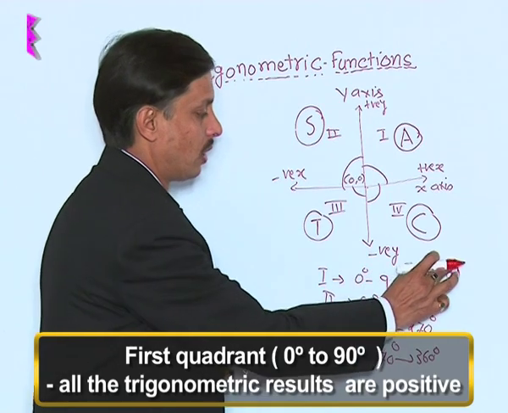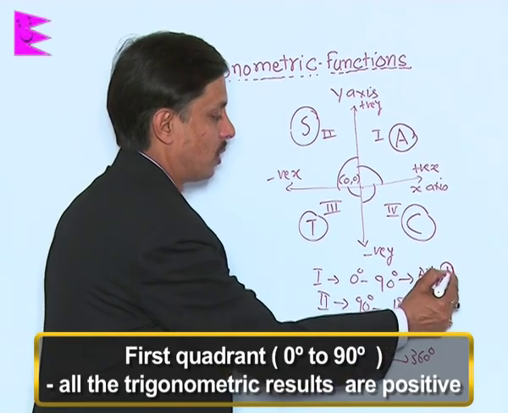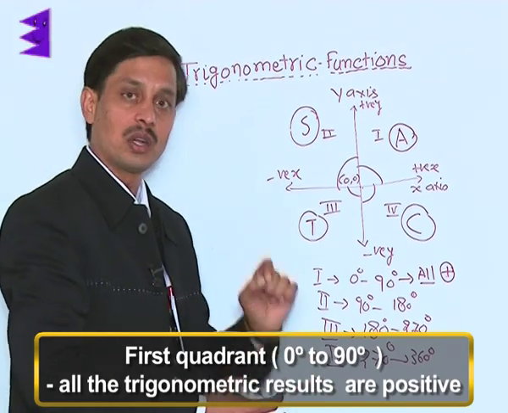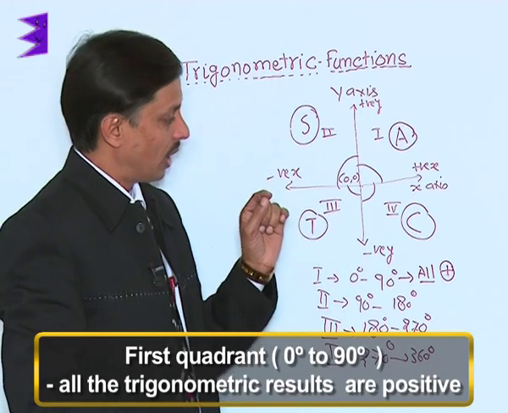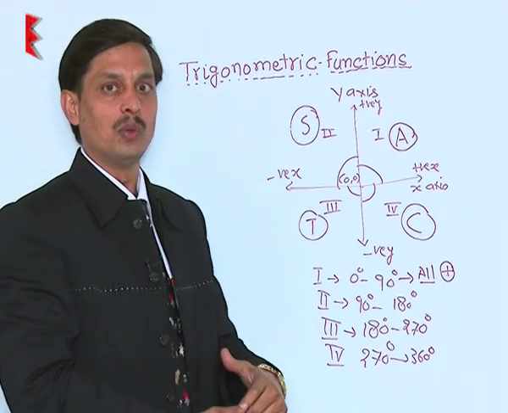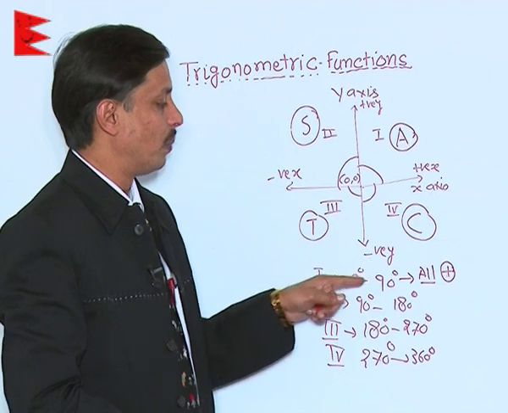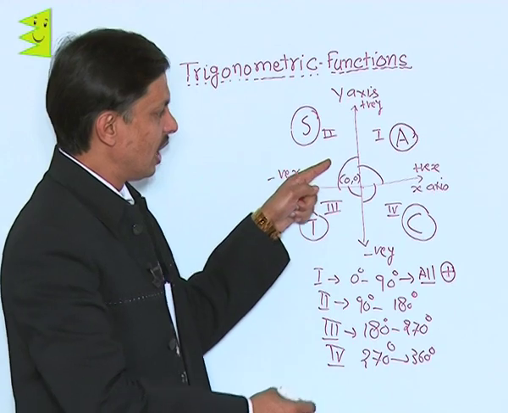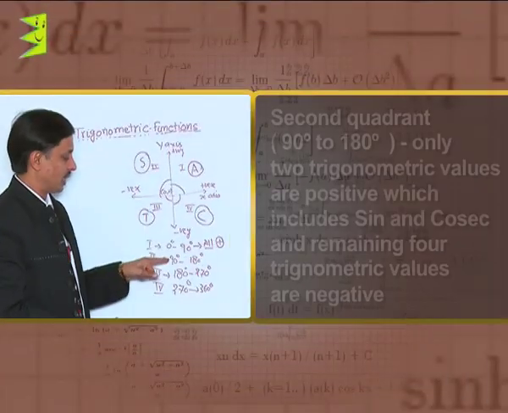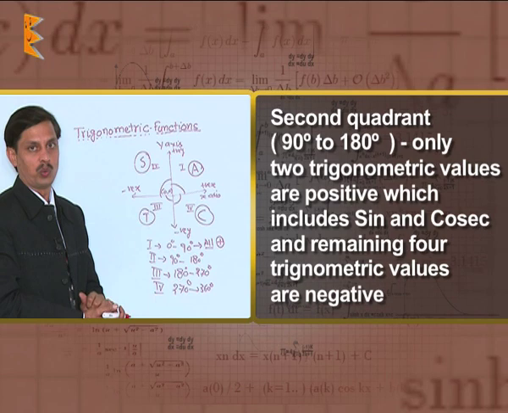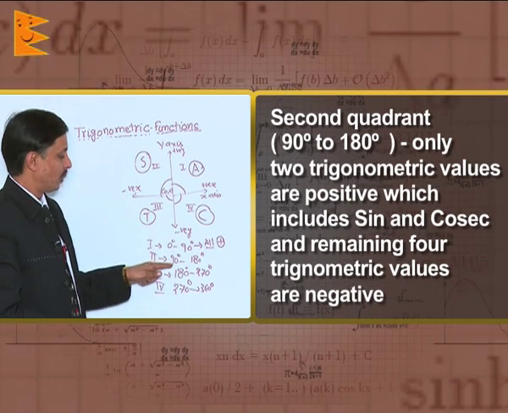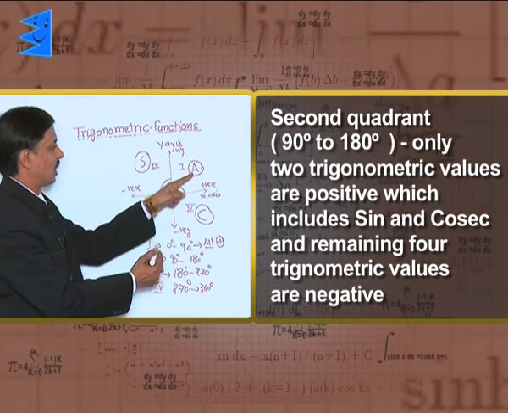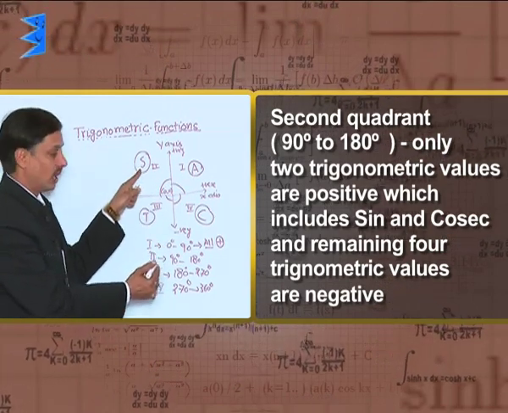In the first quadrant, all the trigonometric results are to be taken as positive, whether it is sine, cos, tan, cot, sec, cosec. If these trigonometric values attain the value between 0 and 90, then the answer will have to be positive. If we land in the second quadrant, where the angles are between 90 degrees and 180 degrees, what we say in the second quadrant is "after school", S, which we have taken from sine.